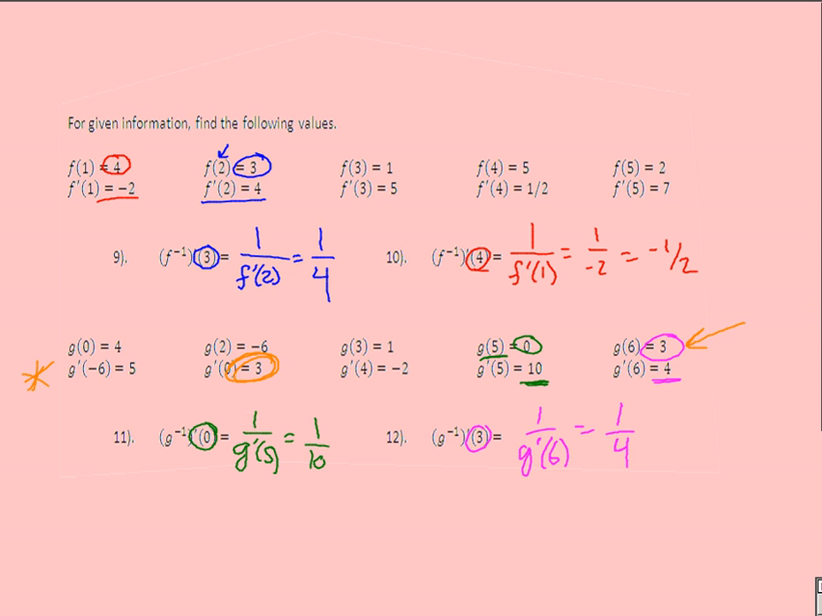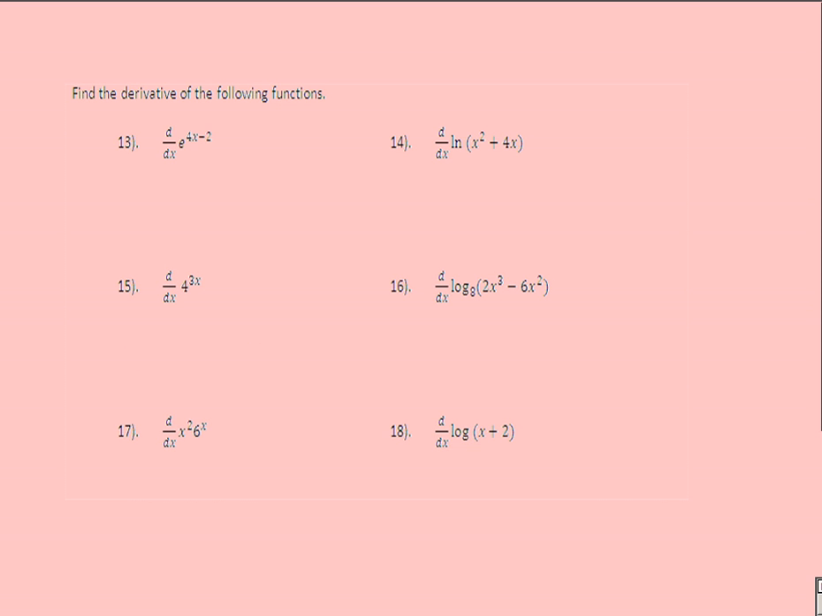Alright, on to actually evaluating derivatives and integrals for exponentials and logarithms here. First one we have is of an e function. With the e, we just rewrite it, and then we multiply by the derivative of the inside. So multiply it by 4. 4 times e to the 4x minus 2.